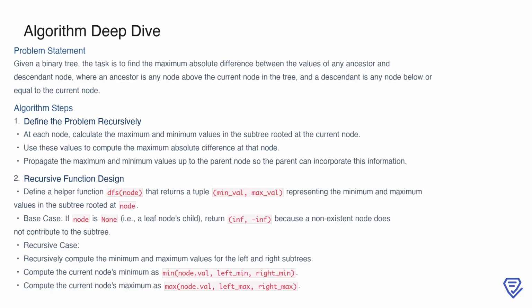The recursion is implemented in a helper function, DFS(node), which returns the minimum and maximum values for the subtree rooted at node. If the node is None, meaning we've reached a leaf node's child, we return INF, since such nodes don't contribute to the calculation. Otherwise, we recursively compute the minimum and maximum values for the left and right subtrees, and use them to determine the current node's minimum and maximum values.